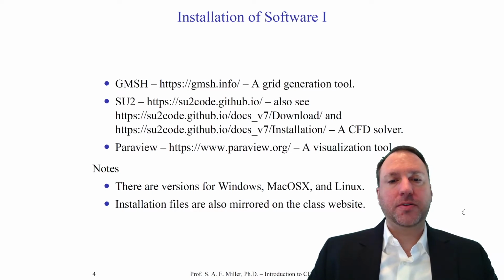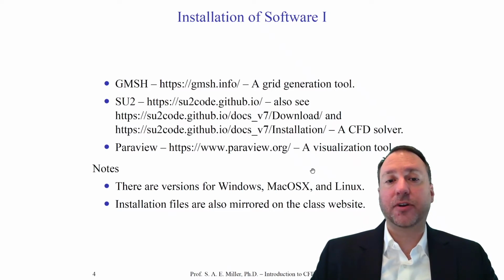You can have Windows, Mac OS X, or maybe the new ARM Macs when they come out in 2020 and beyond. There are versions of the software for Windows, Mac OS X, and Linux. They're all native, so you don't have to worry about something like virtualization or dual booting or anything. You can just install the native software.